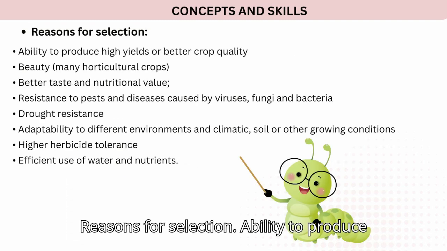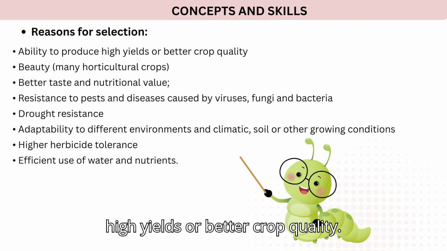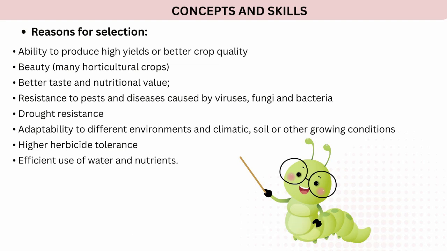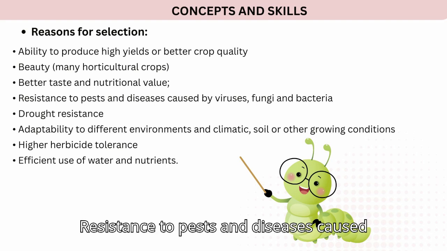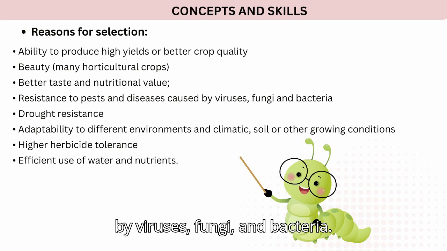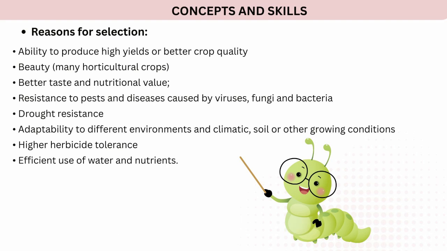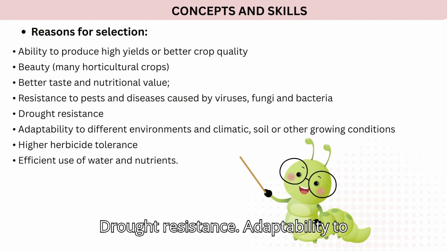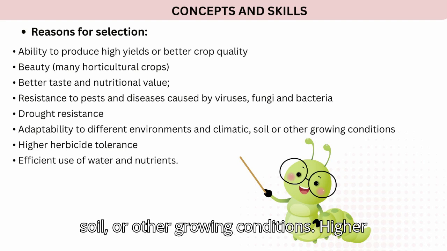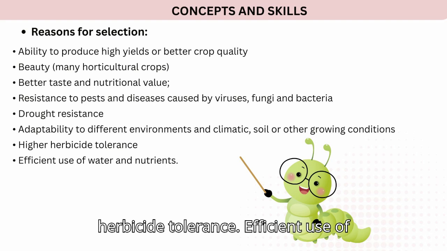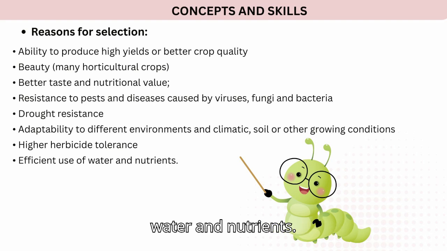Reasons for selection: ability to produce high yields or better crop quality. Beauty, in many horticultural crops. Better taste and nutritional value. Resistance to pests and diseases caused by viruses, fungi, and bacteria. Drought resistance. Adaptability to different environments and climatic, soil or other growing conditions. Higher herbicide tolerance. Efficient use of water and nutrients.